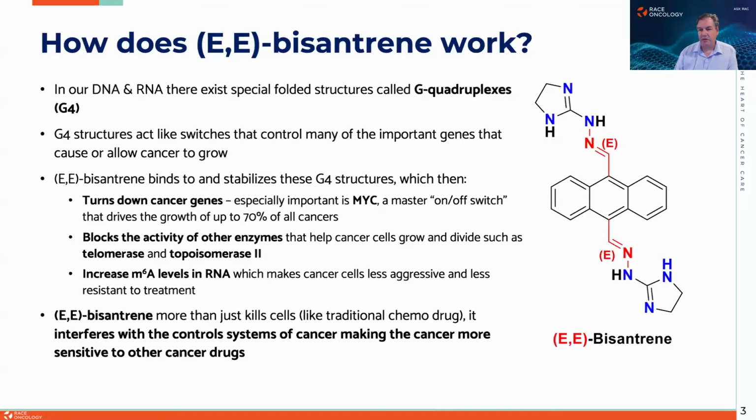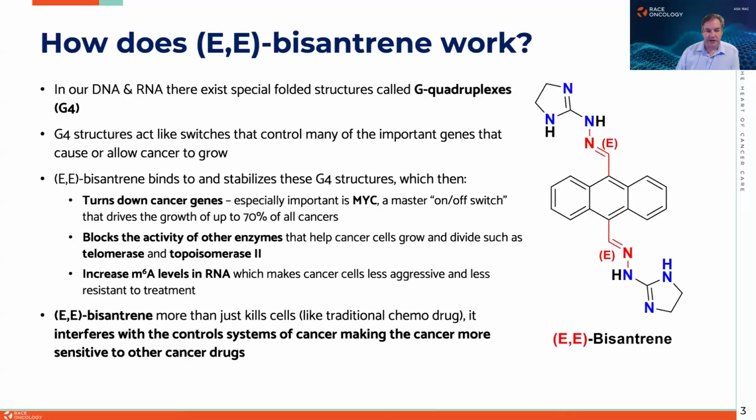And really it all revolves around these folded structures called G-quadruplexes, and I'll talk in a bit more detail about them as they come up. They exist in our DNA and RNA, and they're involved in regulation of many important genes. They effectively act as switches, and they can turn genes on and off, and they cause and allow cancer to grow. They're also really important for normal cells as well, but dysregulation of gene switches is a major driver of cancer.